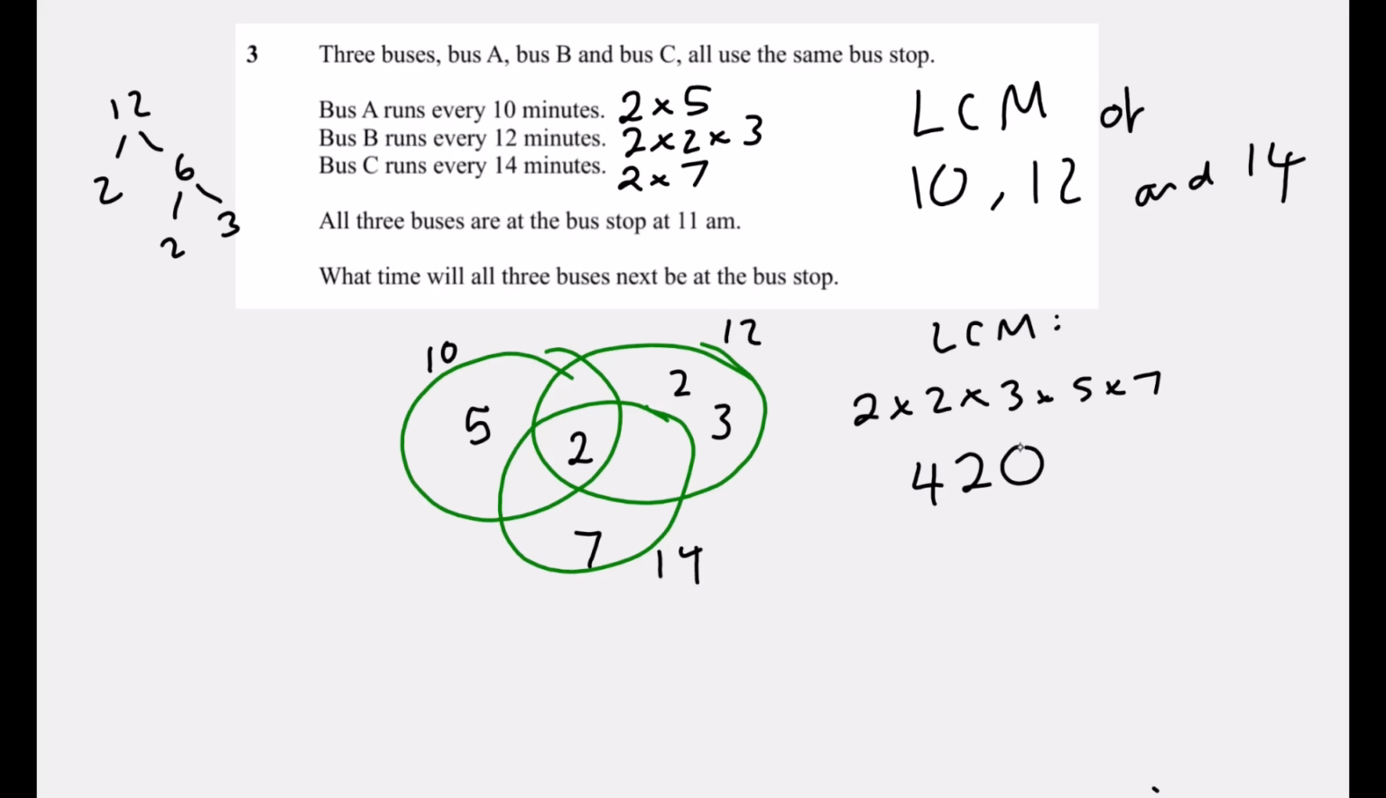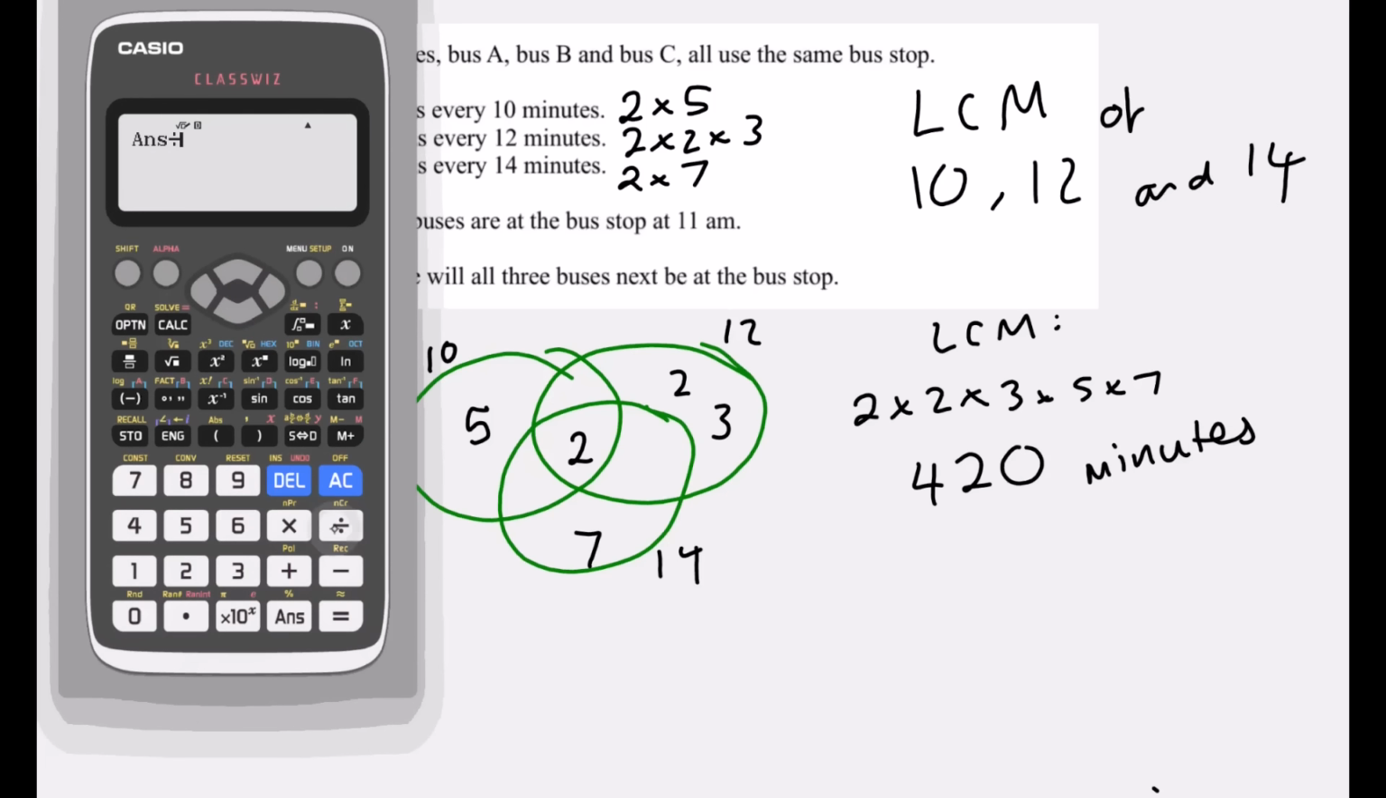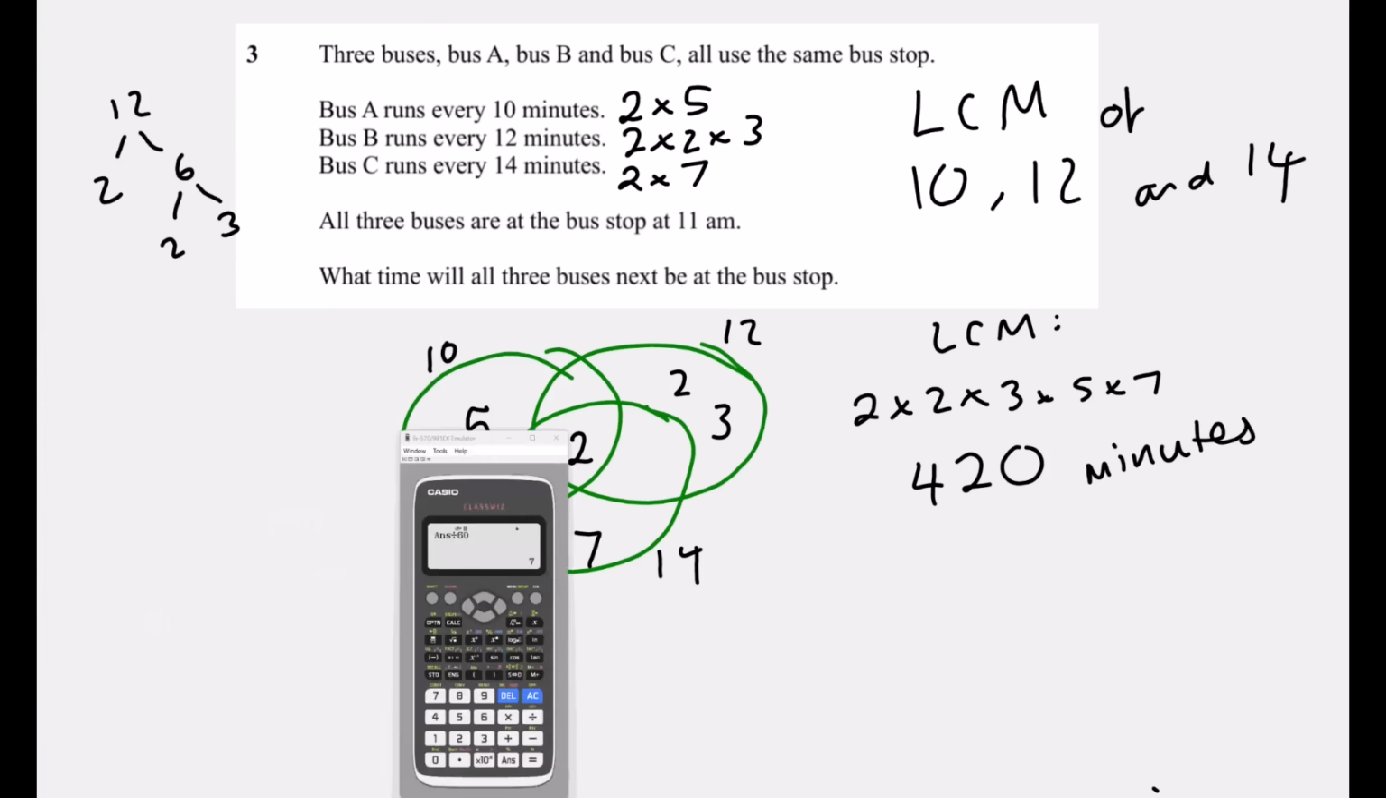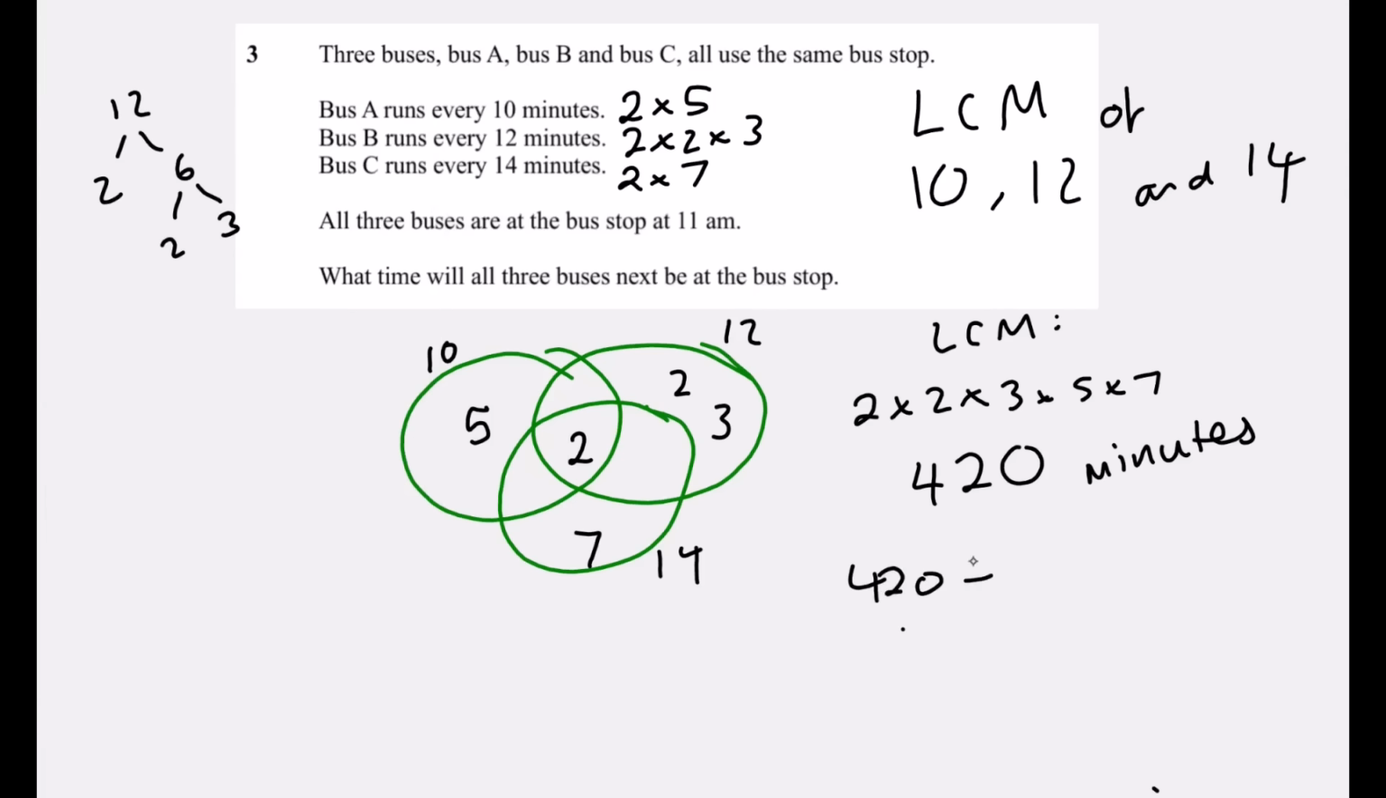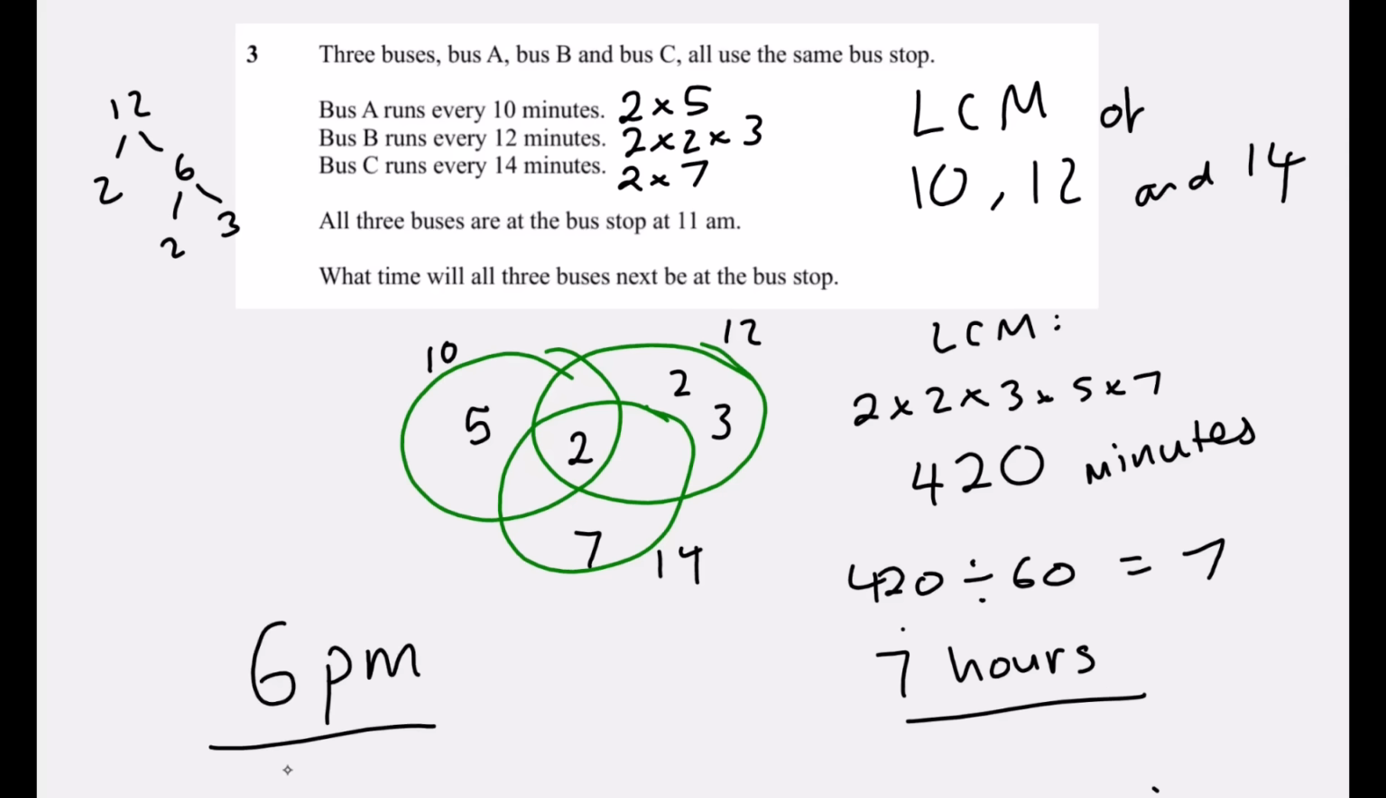What time will that be? So 420 minutes, that is. Divide by 60 equals 7 hours. So it's 7 hours later: 11 a.m., 7 hours later, 6 p.m.